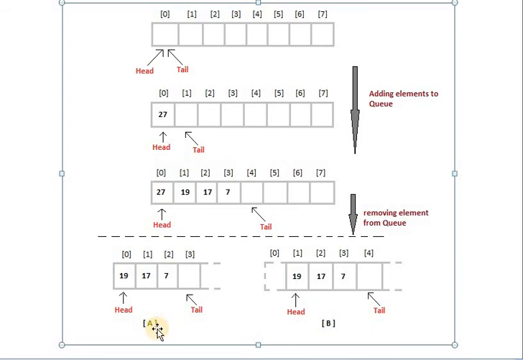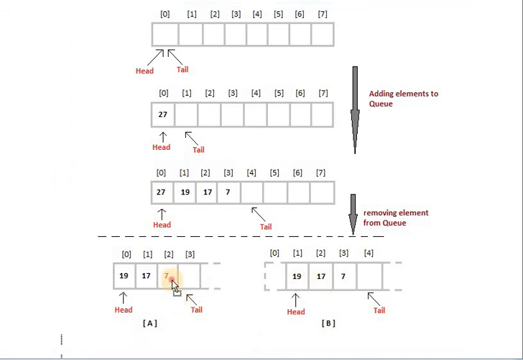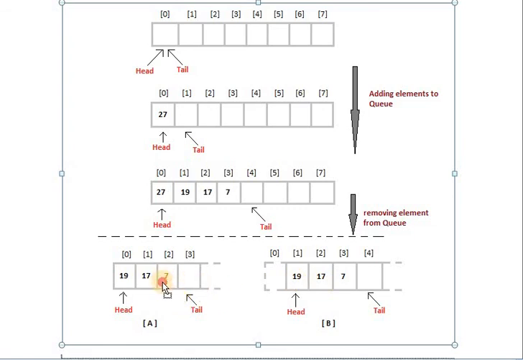See here the A diagram. Which element is removed first? 27. Next which element will be removed? 19. Next 17. If 27 is removed, the head will point to the next element, 19. If 19 is removed, the head will point to 17. If 17 is removed, the head will point to 7. If 7 is removed, the queue becomes empty.